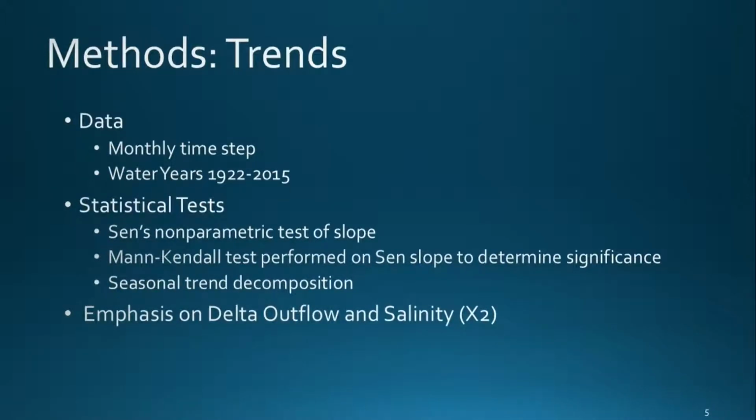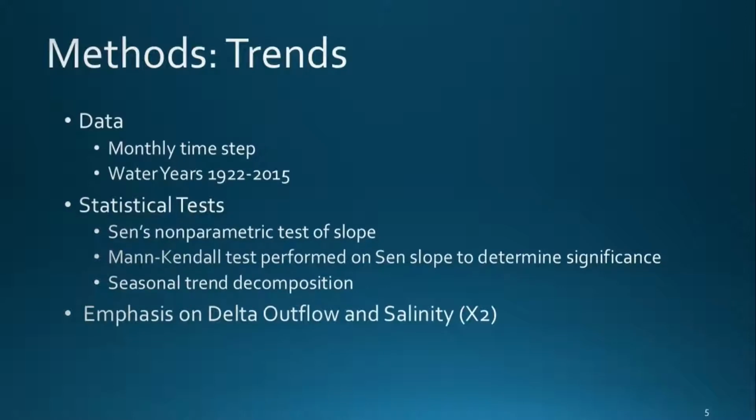So now I'm going to move on. I'll start talking about the trend analysis first, and then I'll end with more of the change attribution. This slide gives some highlights of the methods. With the data, we looked at monthly average data over roughly a 9-decade period starting in the early 20s. For statistical tests of the significance of trends, we used Sen's non-parametric test of slope and the Mann-Kendall test.